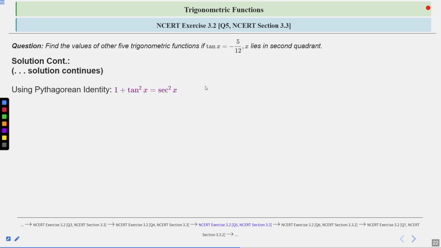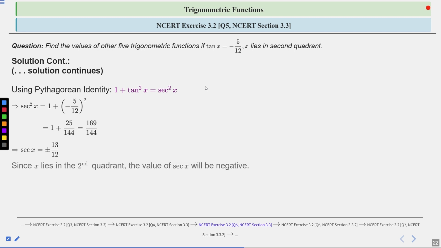Now using the Pythagorean identity, which is 1 plus tan square x equal to sec square x, we can find sec square x will be 1 plus (minus 5 by 12) whole square. So it can be written as 1 plus 25 upon 144, which is basically 169 upon 144, right? So sec x will be equal to plus minus 13 upon 12.